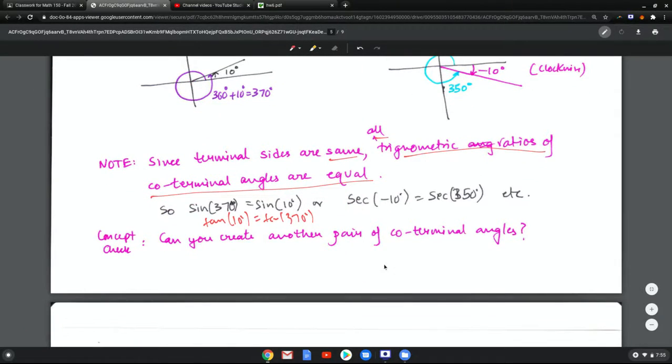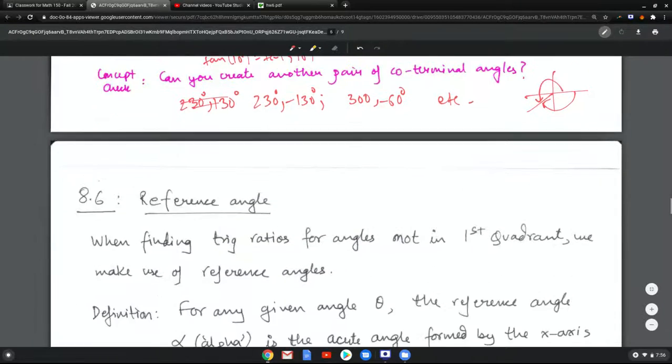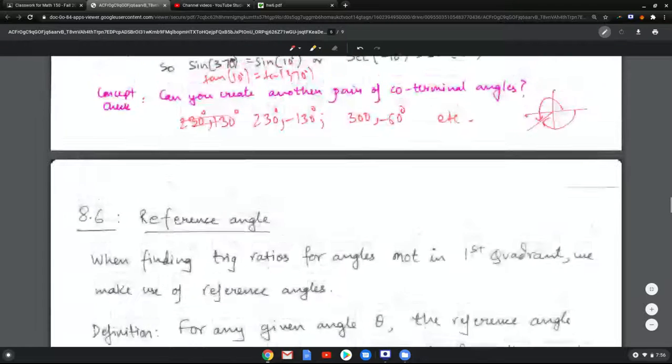Concept check. Can you create another pair of coterminal angles? You can pause the video and try. Basically, you can just create as many as you want. Each of these are coterminal angles, and you can verify, etc. Because any line you draw, there's a way to get there using a positive angle, and there's a way to get there using negative angles. Next video, we're going to look at reference angles.